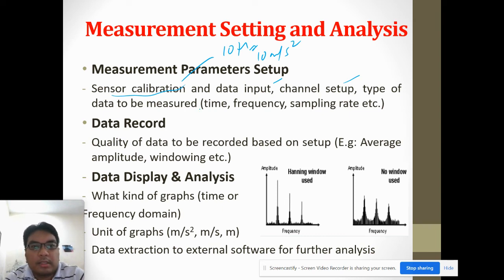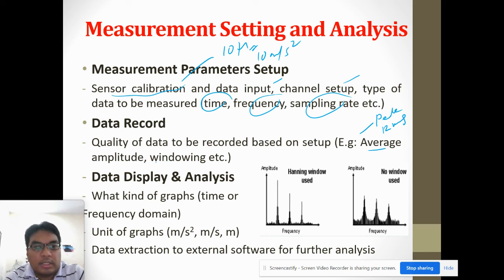Type of data to be measured: what kind of data you need, such as time domain or frequency. The sampling rate is also important. The higher the sampling rate, the more accurate you get. Then the data record is the quality of data to be recorded. You can use this setting if you want an average amplitude, or maybe a peak value, the RMS, root mean square, or an average value, depending on what kind of data you need to record.